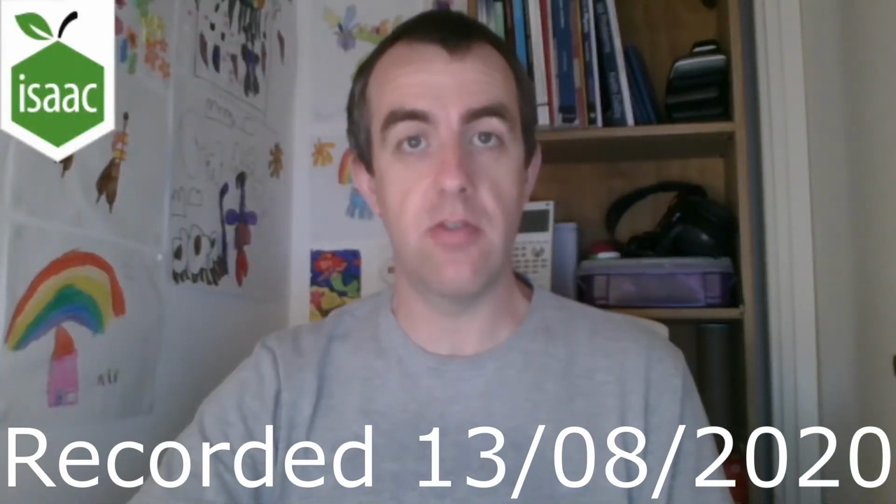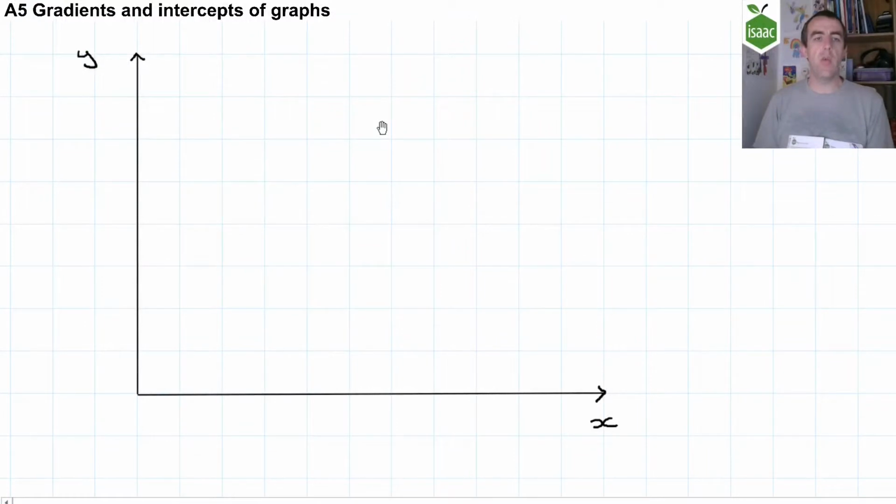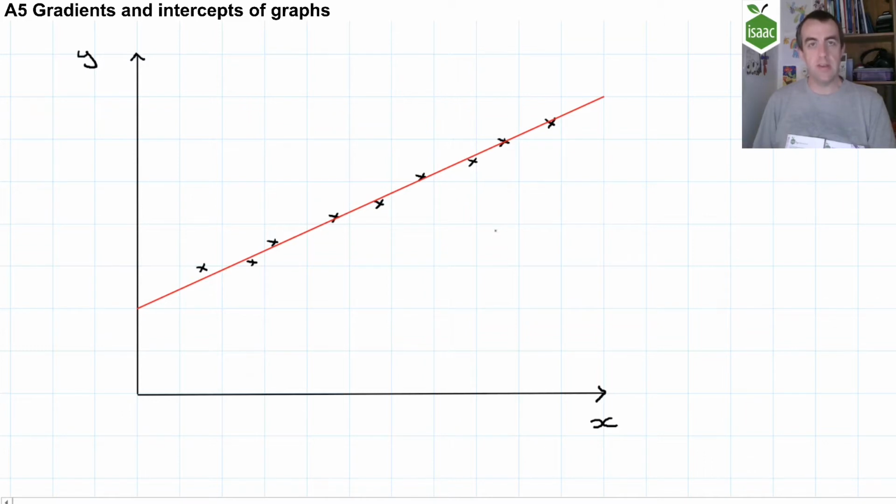This video is about gradients and intercepts of graphs. A graph has a y-axis and an x-axis. As physicists, we try to choose what we plot on the y and x-axis so that the data produces a straight line. Two important features of a straight line graph are the intercept and the gradient.